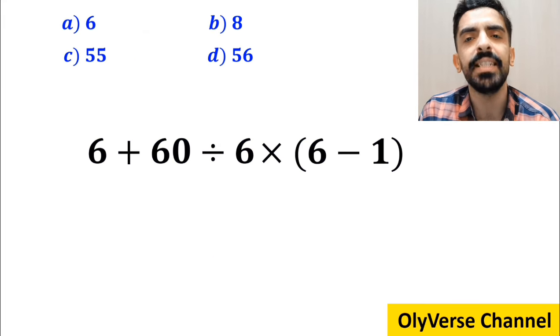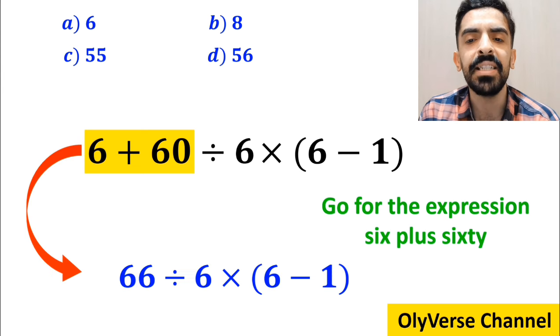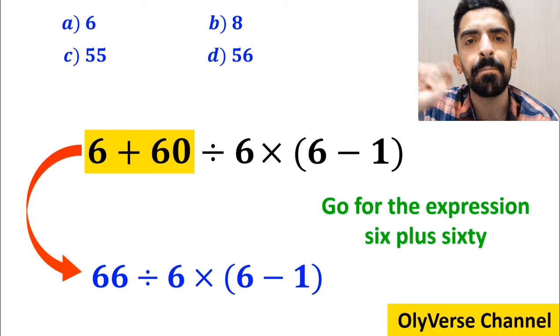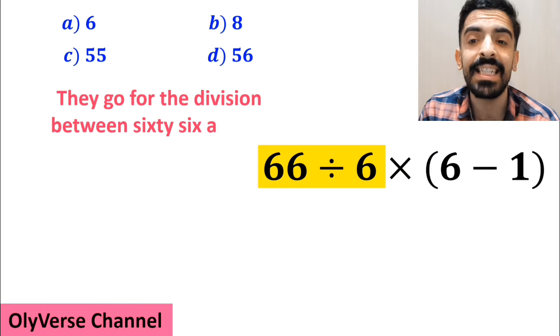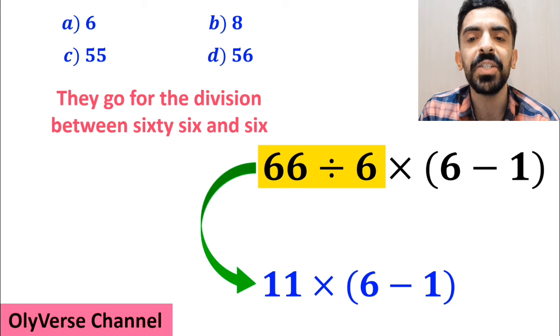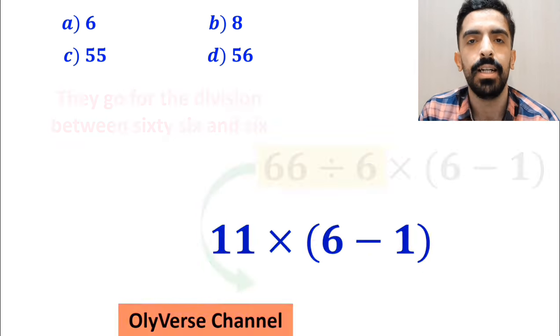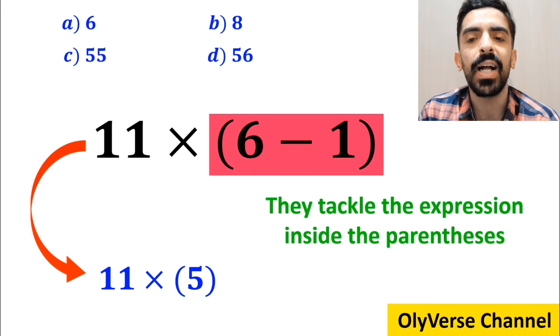Many people, when solving this question, first go for the expression 6 plus 60 and write this expression as 66 divided by 6 times 6 minus 1 inside the parentheses. And the next step, they go for the division between 66 and 6, and this expression simplifies to 11 multiplied by 6 minus 1 inside the parentheses. And the final step, they tackle the expression inside the parentheses and write it as 11 times 5, which ultimately gives them the answer 55.